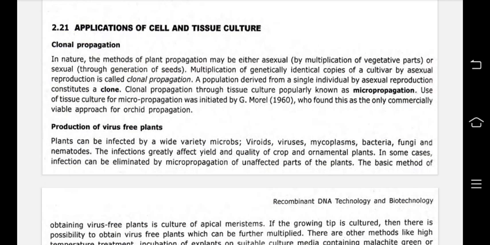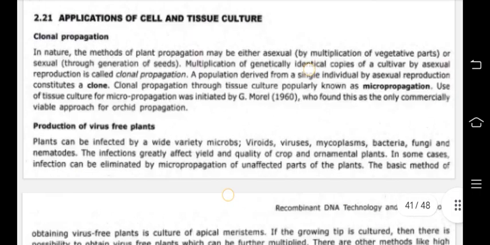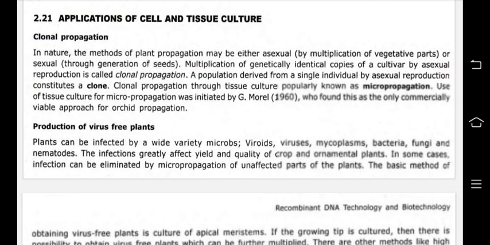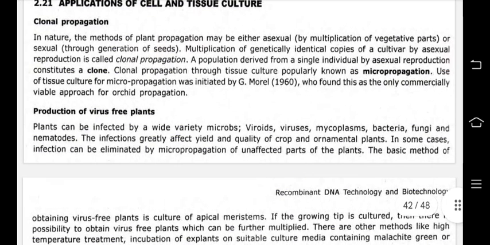Applications of cell and tissue culture. Clonal propagation in nature. The methods of plant propagation may be either asexual, by multiplication of vegetative parts, or sexual, through generation of seeds. Multiplication of genetically identical copies of a cultivar by asexual reproduction is called clonal propagation. The population derived from a single individual by asexual reproduction constitutes a clone.